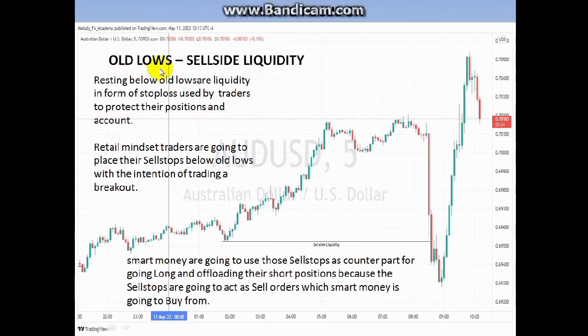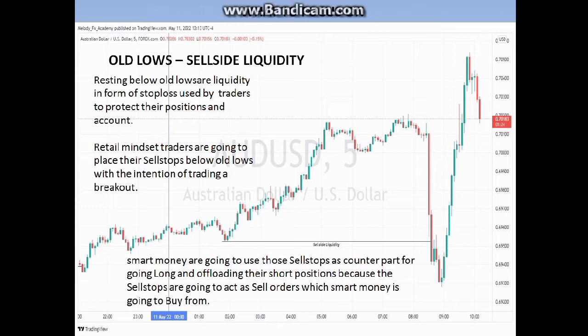Sell side liquidity. Resting below old lows are liquidity in the form of stop loss used by traders to protect their positions and accounts. Retail mindset traders are going to place their sell stops below old lows with the intention of trading a breakout. Then smart money are going to use those sell stops as counterparts for going long and offloading their short positions, because the sell stops are going to act as sell orders which smart money is going to buy.